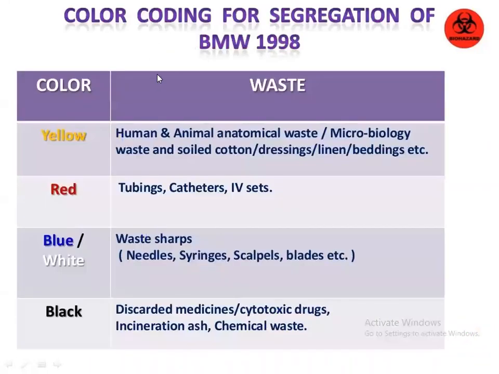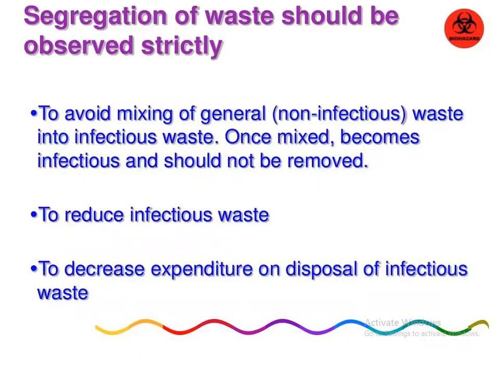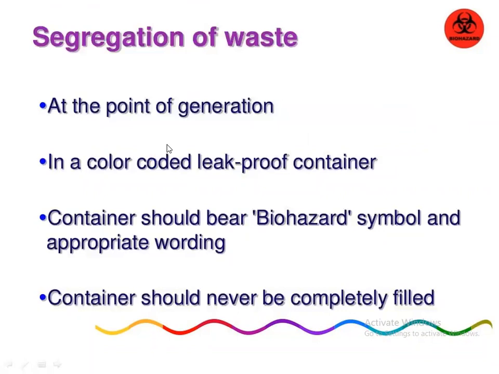Then segregation of waste. How is segregation done? Segregation means separation of the waste. At the point of generation of the waste, it is segregated in color-coded leak-proof containers.